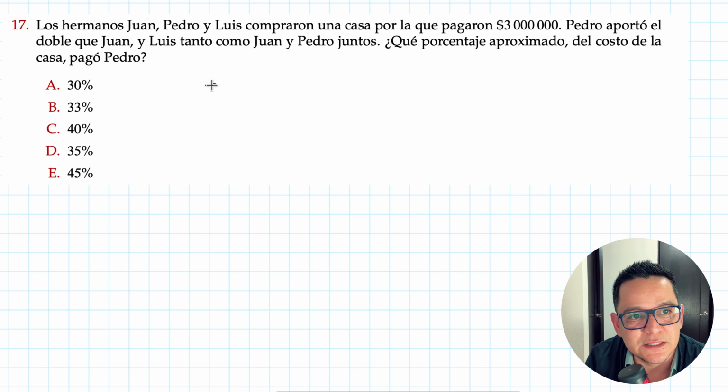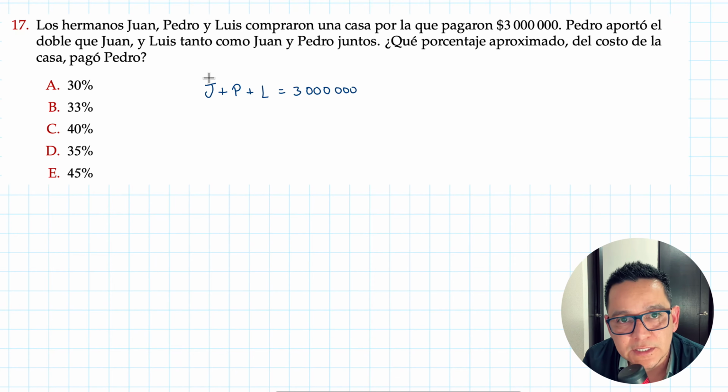So it says that among Juan, I'll use a J, Pedro, and Luis. So, the three of them bought a house for which they paid 3 million. So these three equal 3 million. Careful. J is what Juan paid. P is what Pedro paid, and L is what Luis paid. All right, that's what each letter there means.